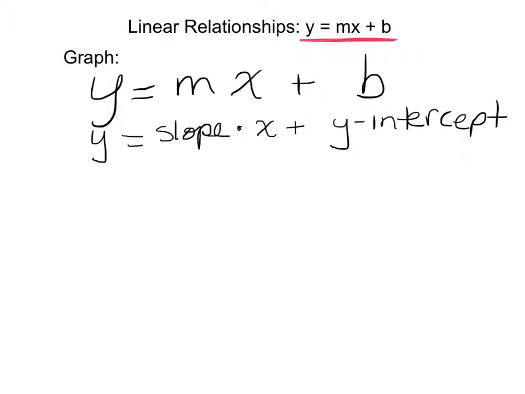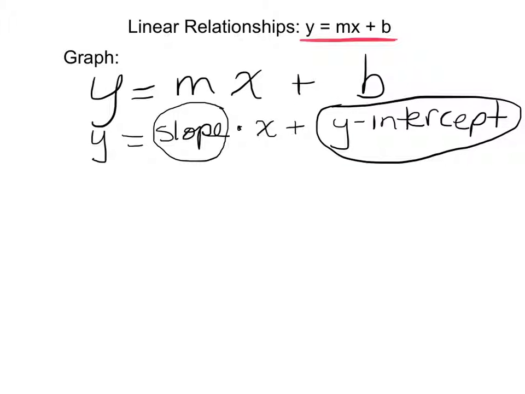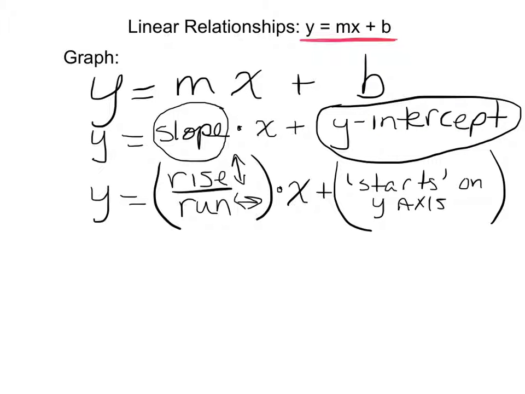With graphs, we've been talking about how m represents slope and b represents y-intercept. So in a graph, y equals slope times x plus the y-intercept. We've also talked about how the slope is the rise over the run, distance up and down compared to the distance back and forth. And the y-intercept is also where we start on the y-axis.